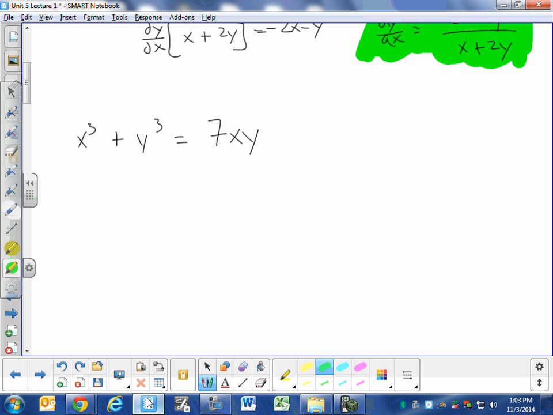So it's a good question. You can leave the 7 out, but it makes things difficult when you're solving for dy dx. So I would recommend you put it with the x and make this 7x times y.